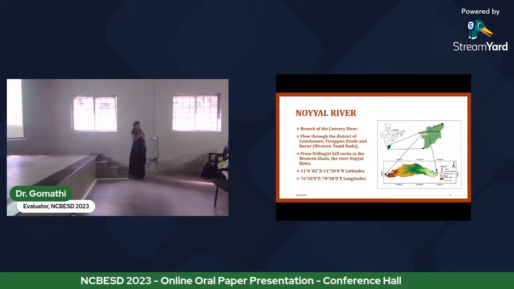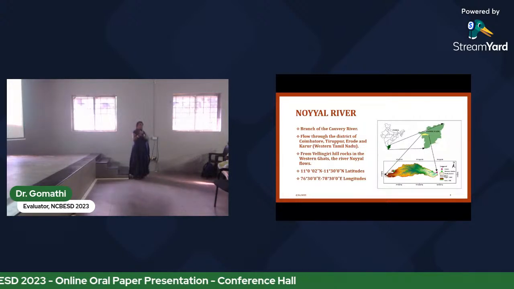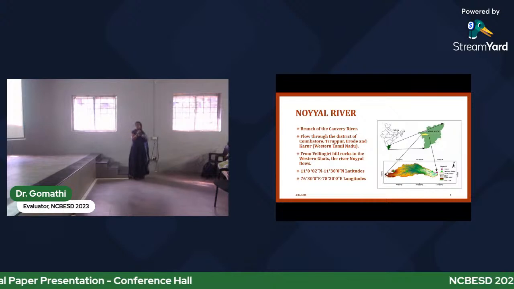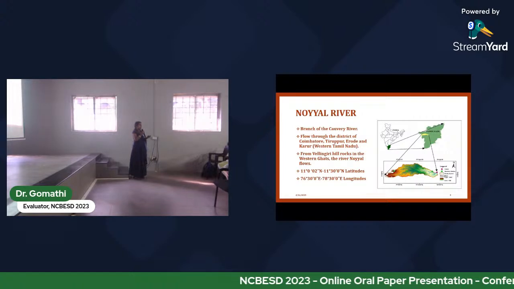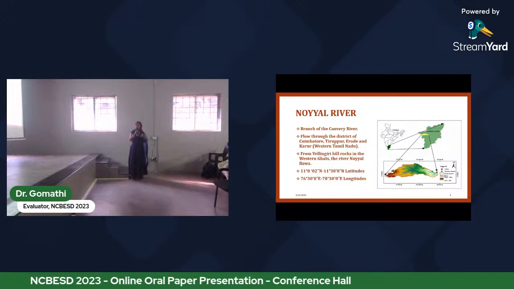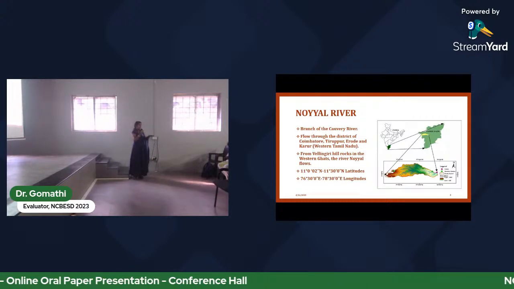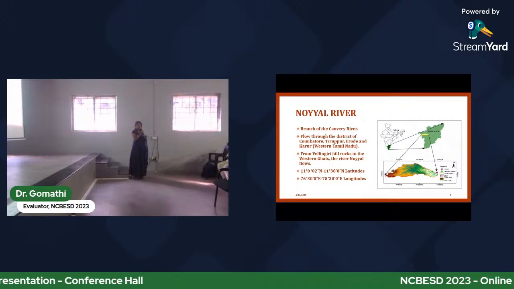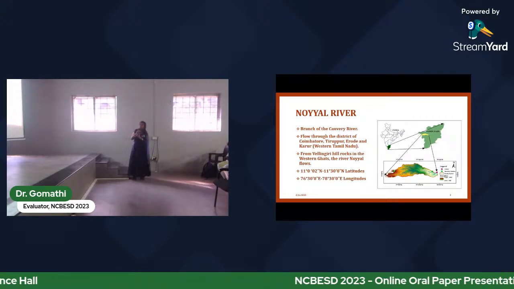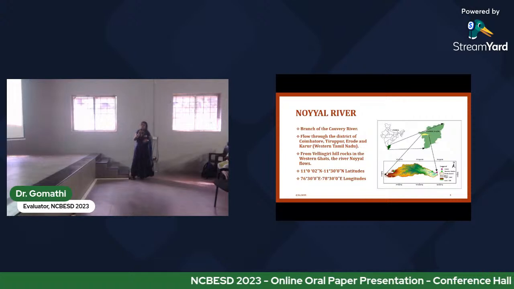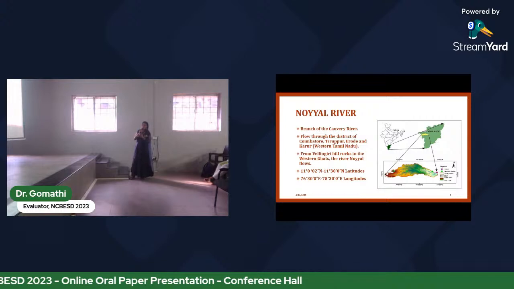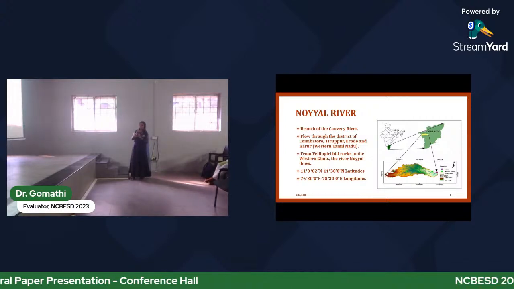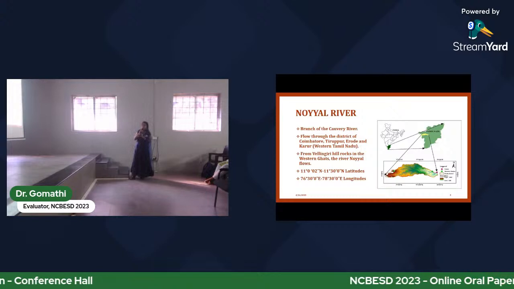I have collected the samples from the Noyyal River. The Noyyal River is a tributary of the Cauvery, and flows through four districts in Tamil Nadu: Coimbatore, Tirupur, Erode, and Karur. The Noyyal River originates from the Nilgiri hills in the Western Ghats, on the western side of Tamil Nadu. The latitude is 11 degrees to 11 degrees 30 minutes north, and the longitude is 76 degrees 30 seconds to 78 degrees 30 minutes east.